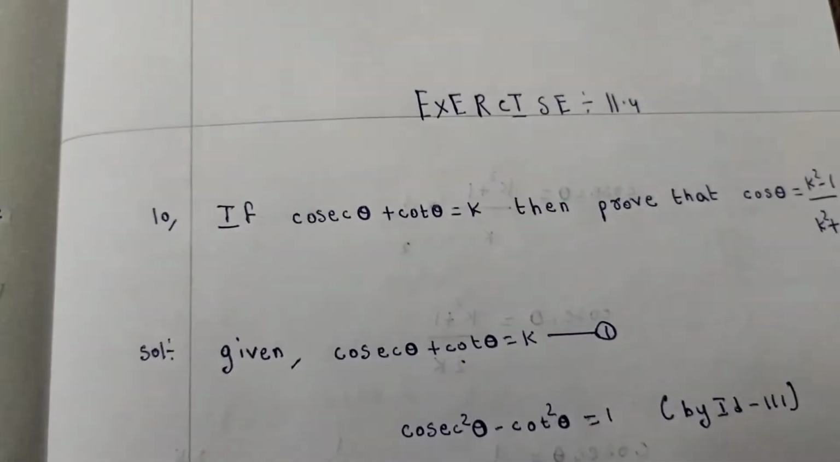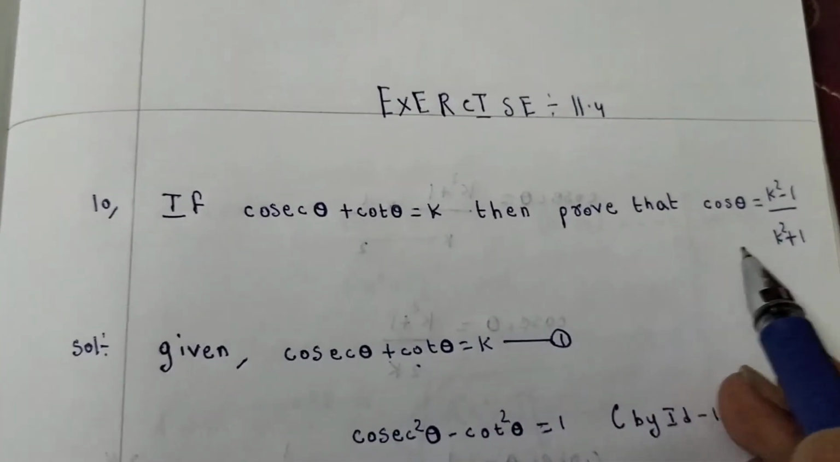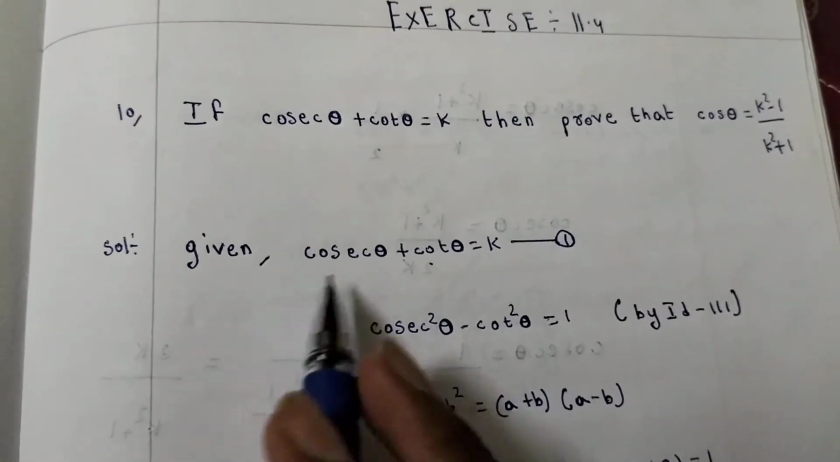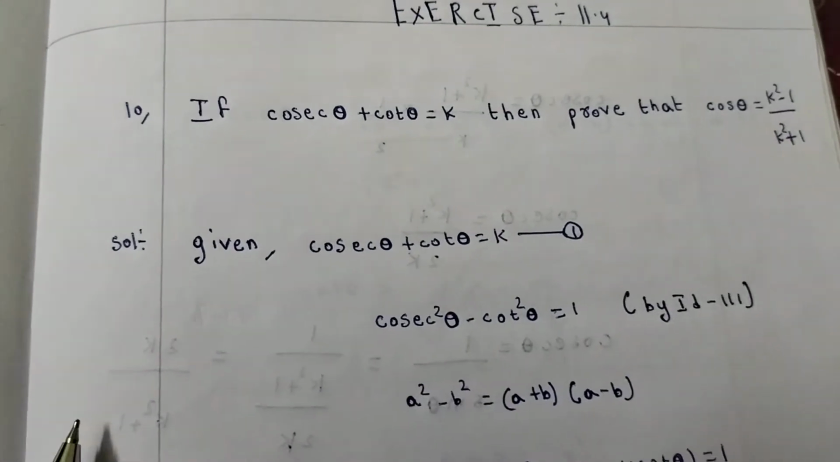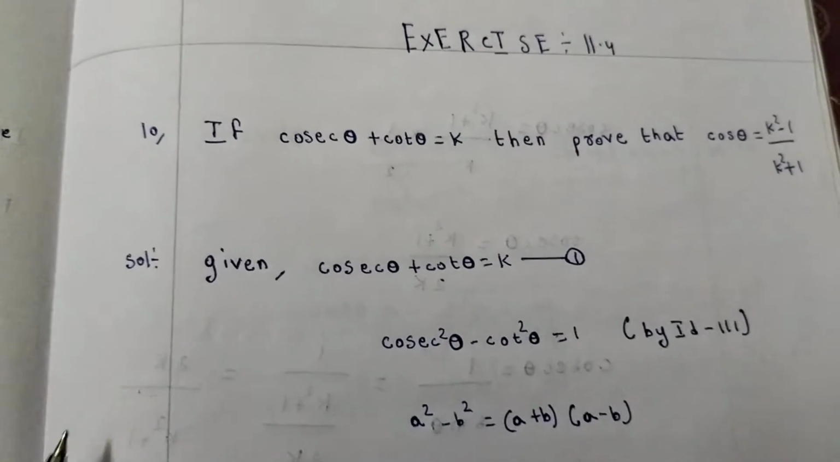Now 10th problem: if cosecant theta plus cot theta is equal to k, then prove that cos theta is equal to k square minus 1 by k square plus 1. First, given one: cosecant theta plus cot theta is equal to k. So he gave us this relation. Think of this one as equation number 1.